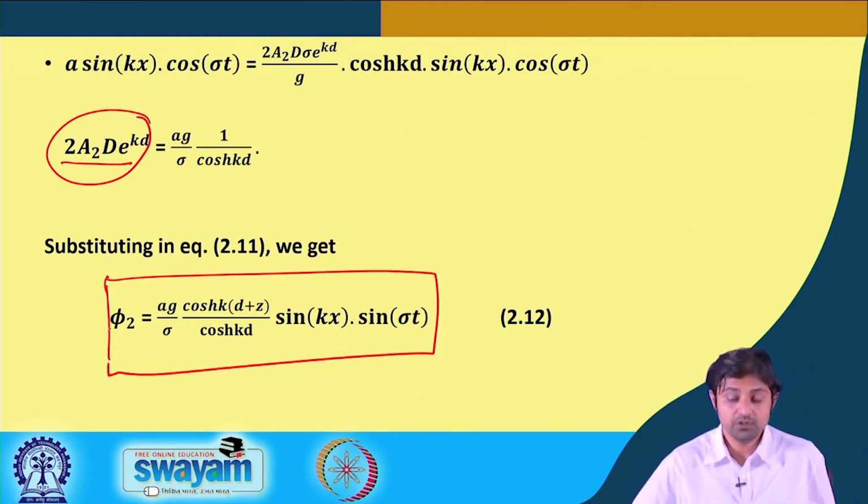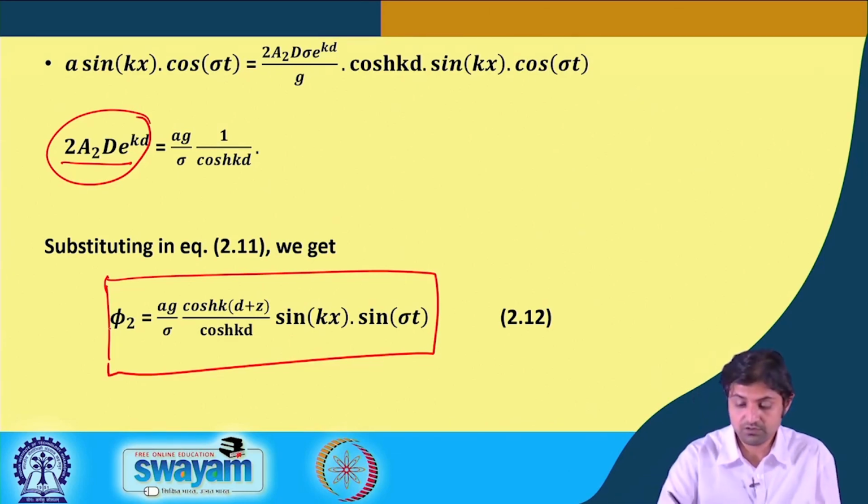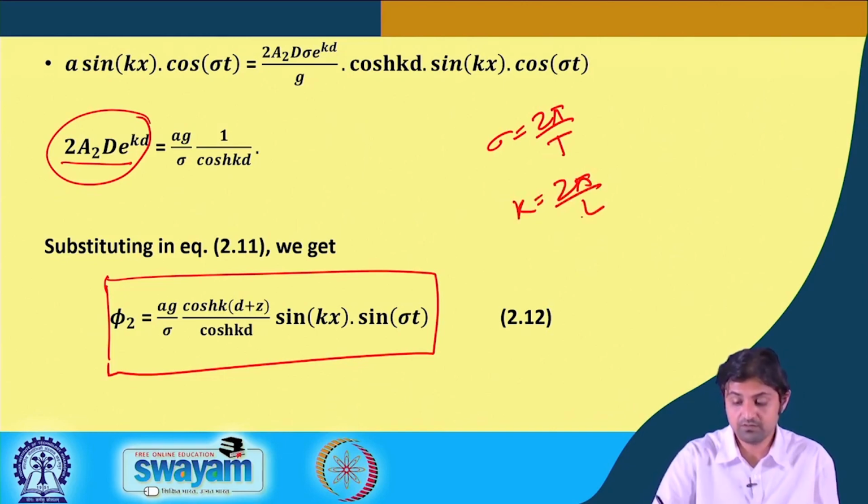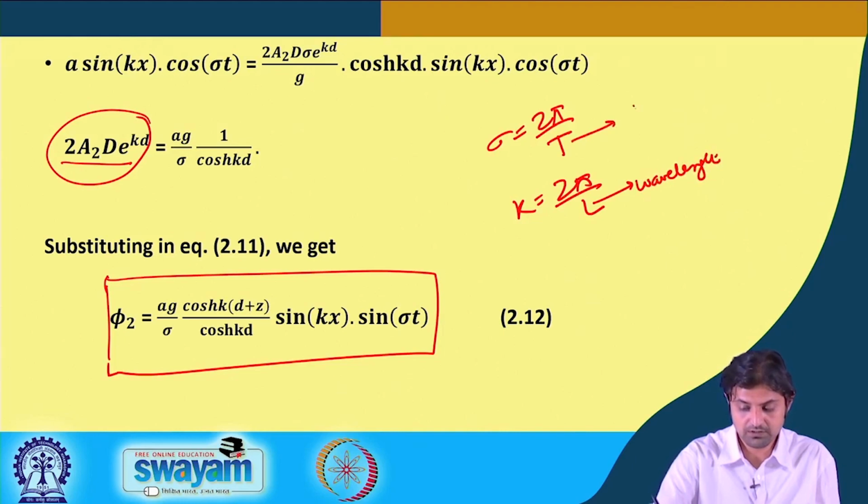So, we have now, first what we did, we solved the Laplace equation, applied the two boundary conditions and obtained the value of the velocity potential phi 2, which is of the form ag by sigma into cos h k (d plus z) by cos h k d sin kx into sin sigma t. So, sigma is 2 pi by T and k is 2 pi by L. This is wavelength and this is time period.